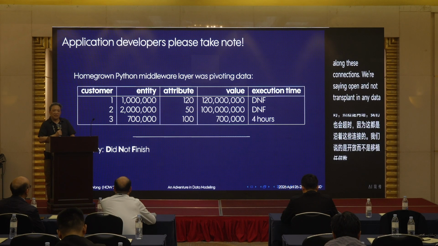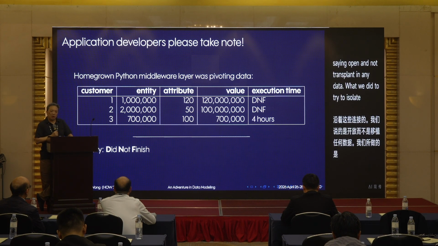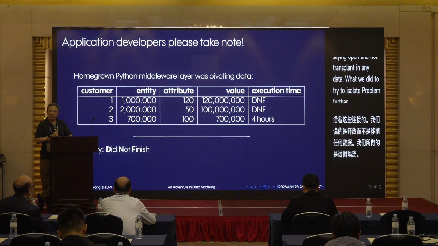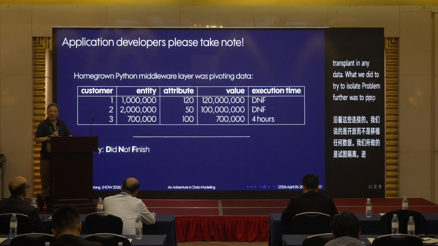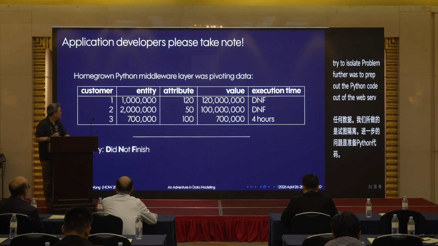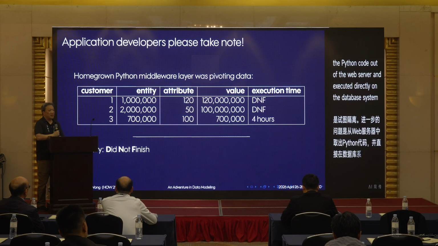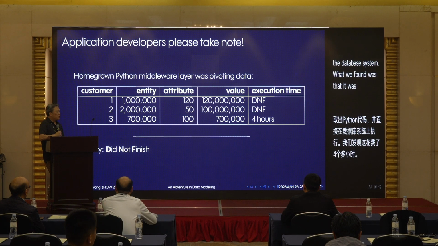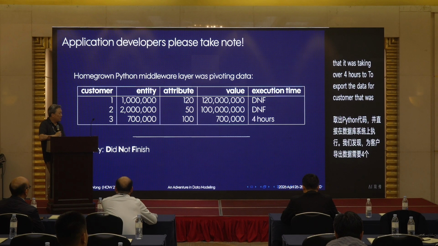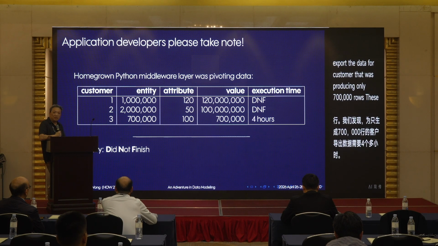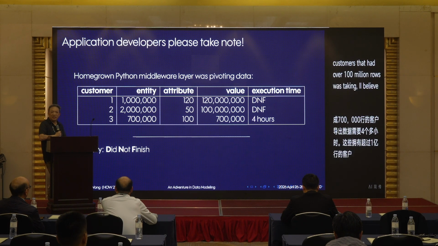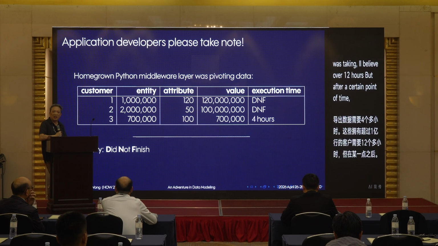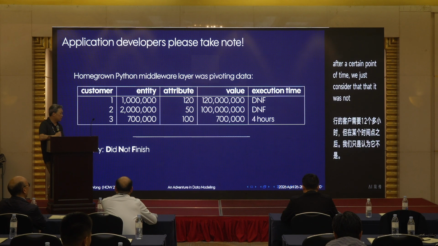So what we did to try to isolate the problem further was to rip the Python code out of the web server and execute it directly on the database system. What we found was that it was taking over 4 hours to export the data for a customer that was producing only 700,000 rows. The customers that had over 100 million rows were taking, I believe, over 12 hours. But after a certain point in time, we just considered that it was not possible to export their data.